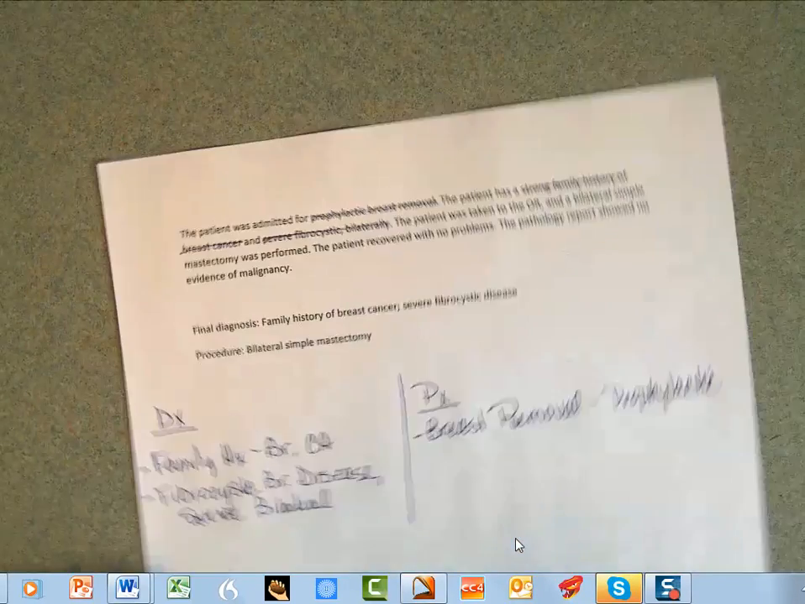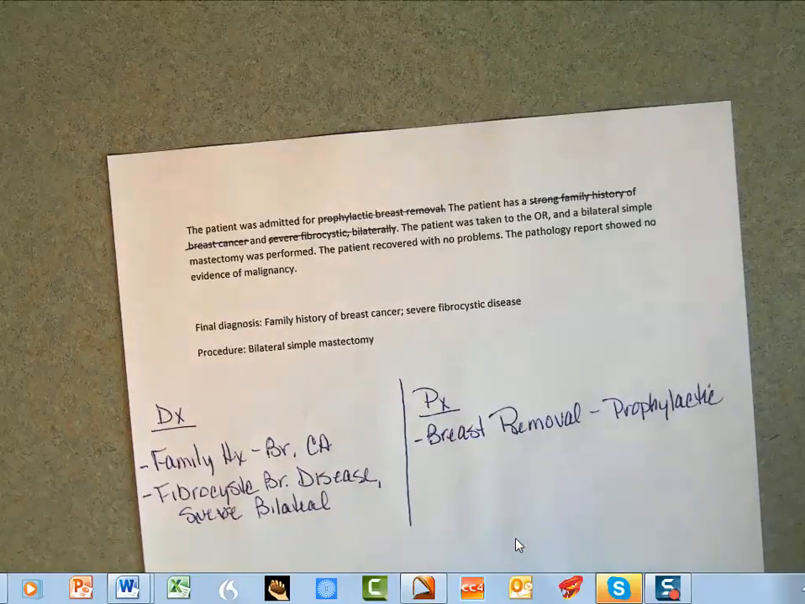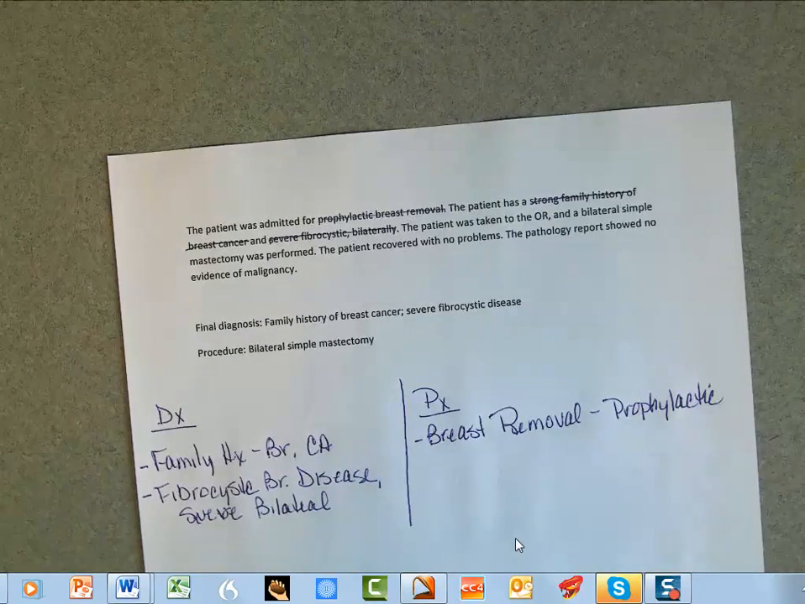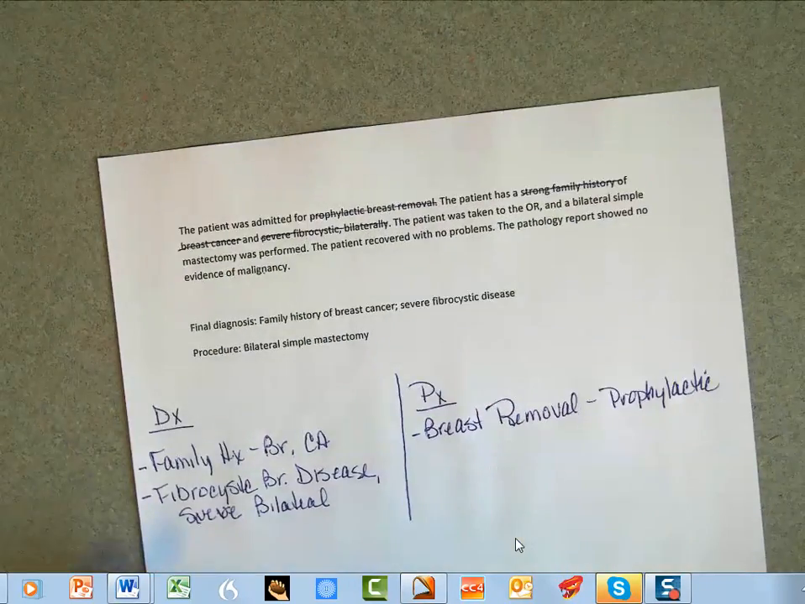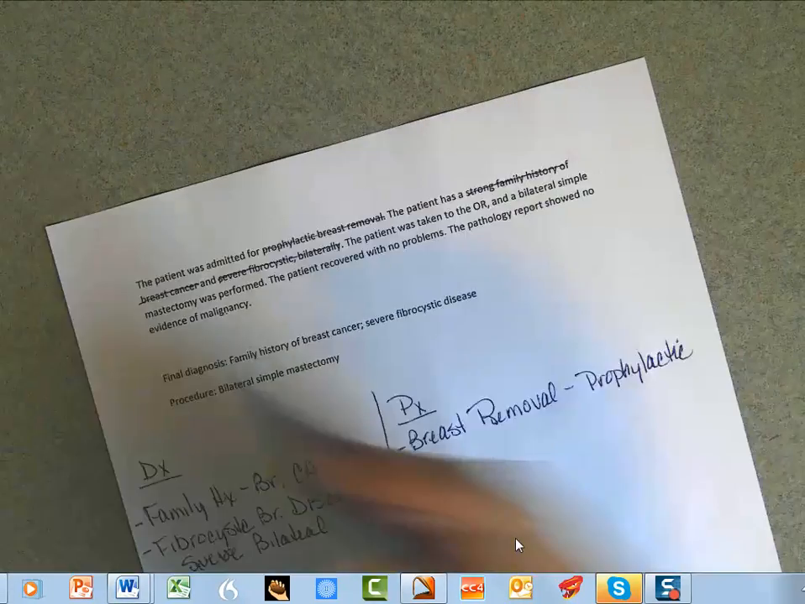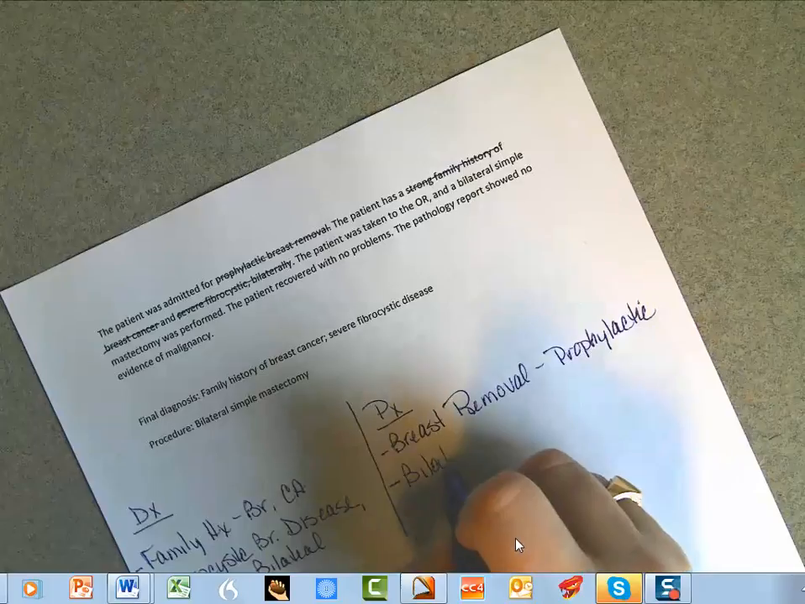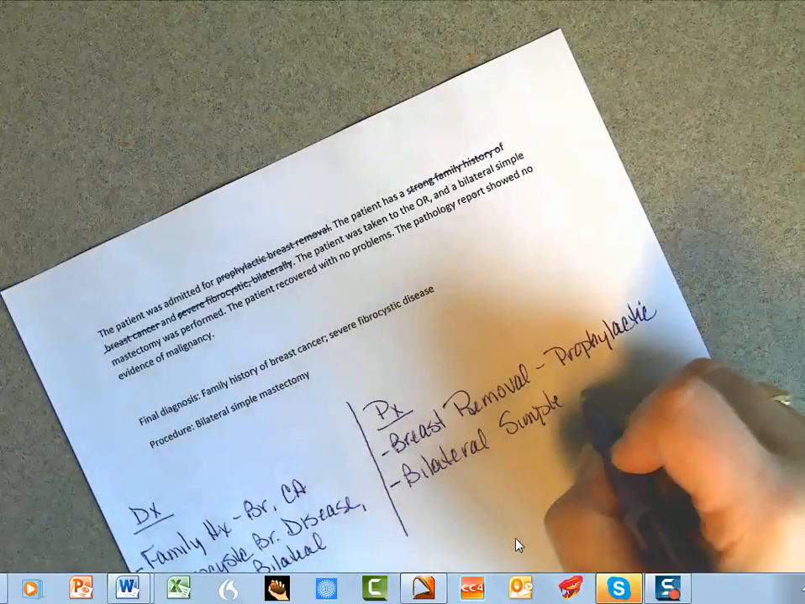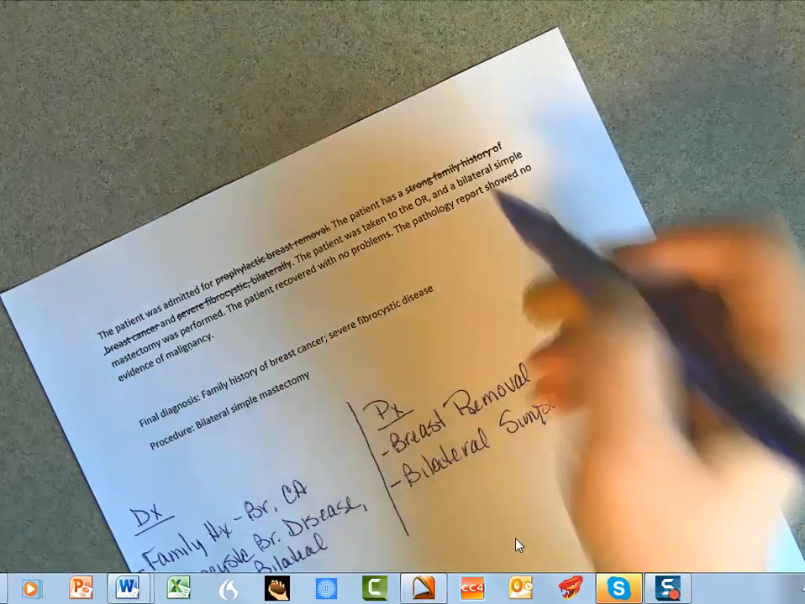So now we have that the patient was taken to the OR. Is that something that's either a procedure or a diagnosis or important to the case? No, because obviously they took her to the OR. And bilateral simple mastectomy was performed. So we're going to write that down. Bilateral simple mastectomy is a procedure, isn't it? So we're going to write that down. Okay.